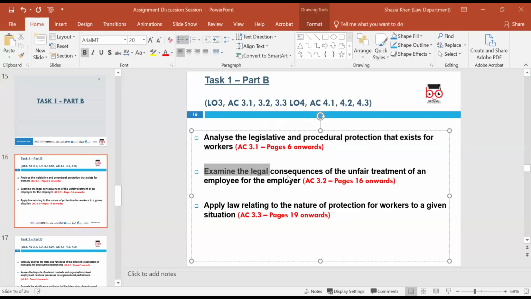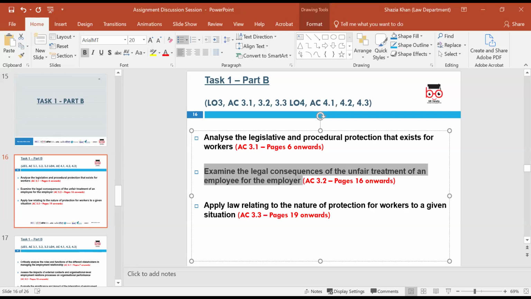Okay, then. The second part of it is to examine the legal consequences of unfair treatment of an employee for the employer. We're looking at elements of 3.2, which is examining the legal consequences of unfair treatment of an employee for employer, and we're looking at pages 16 onwards. So you've got examples there as well.